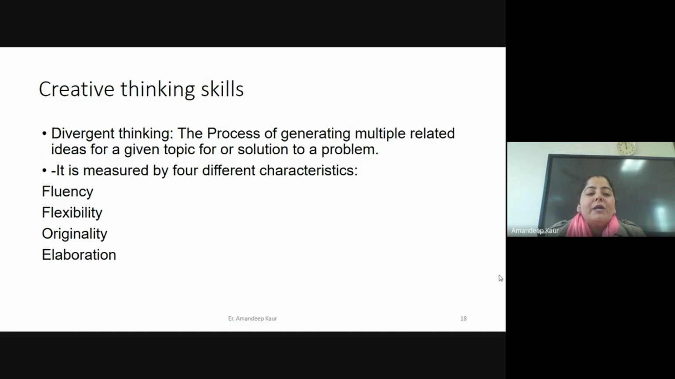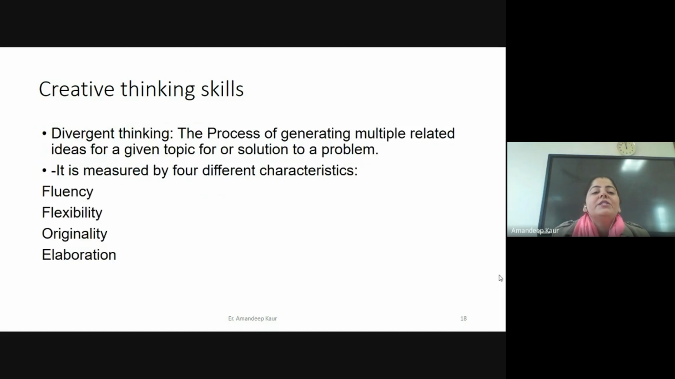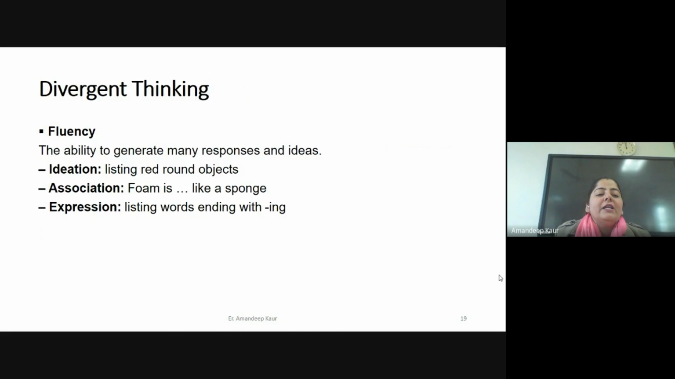So the two types of thinking that are essential for us to develop at institute level are, the very first one is the convergent thinking skill. So convergent thinking skill is the intellectual ability to think of many original, diverse and elaborative ideas. When it comes to divergent thinking, it is the process of generating multiple related ideas for a given topic or for a solution of a problem. So what kind of thinking is more prevalent in our institutes?